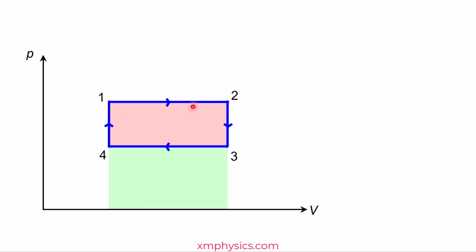So if this big rectangle is the work done by the gas and this small rectangle is the work done on the gas, then the difference in these 2 rectangles, which is the enclosed area, will be the overall work done by the gas. Get it? Because the work done by the gas is more than the work done on the gas. So net work done is by the gas.